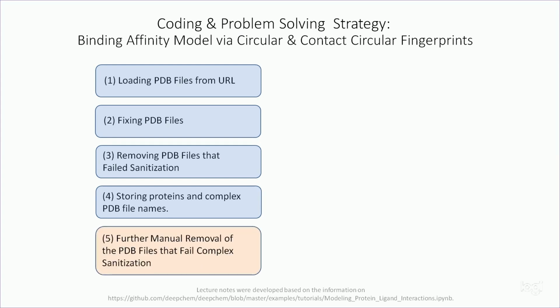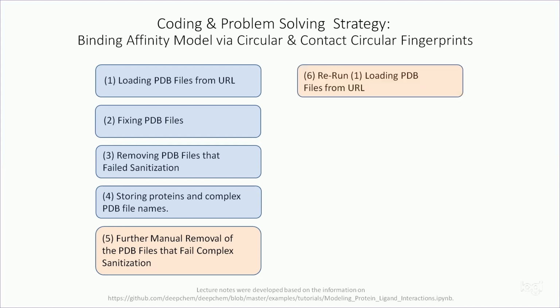So, to solve this issue, I identified PDB files that failed to be featurized with the context circular fingerprint function. Then, I manually removed, one by one, these files from the downloaded dataset folders. This allows me to have the further reduced clean dataset of 151 protein-ligand data pairs.